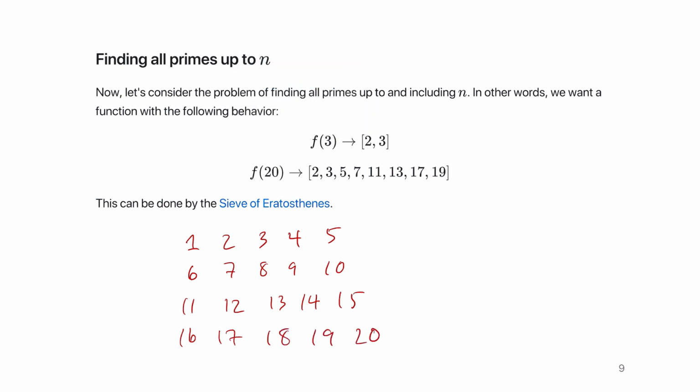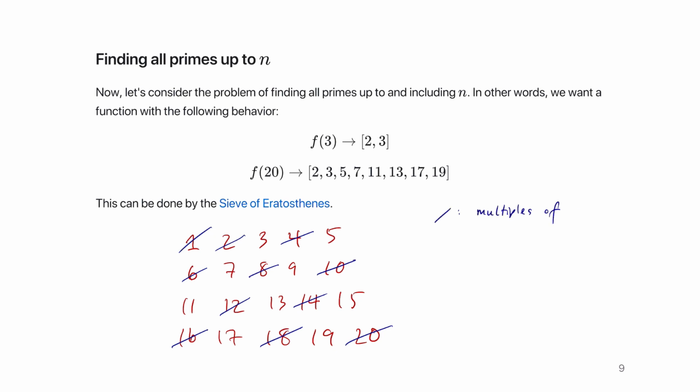Okay, so 1 is not going to be a prime. And so what I do is iteratively cross out each prime and multiples of it that I see. The first number I see here is 2, so I'm going to cross out 2 and all multiples of it because none of them will be prime. So let me cross out 2, 4, 6, 8, 10, 12, 14, 16, 18, 20.